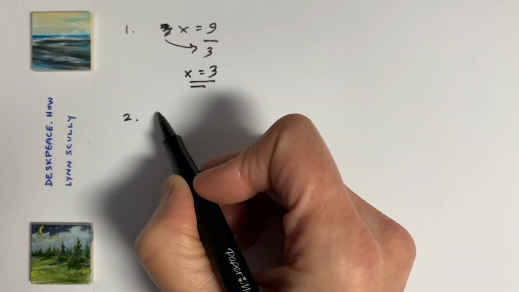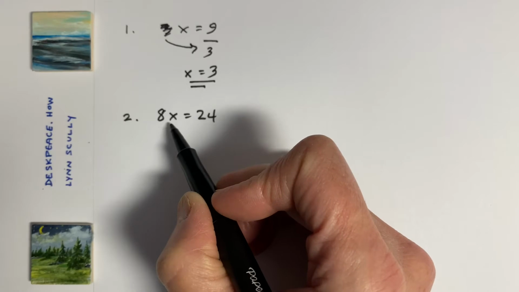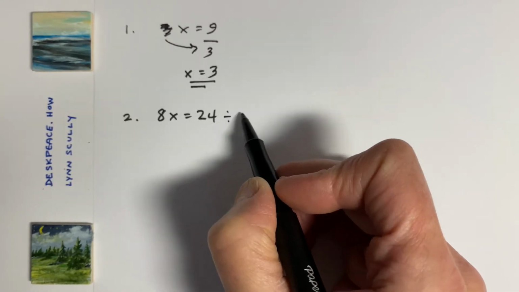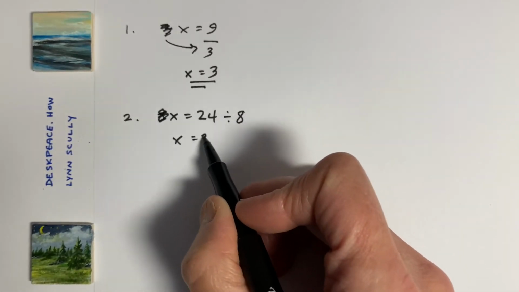Number 2, 8x equals 24. X is my unknown, 8 is attached by multiplication. Move it by division to the other side of the equal sign. I get x equals 3.